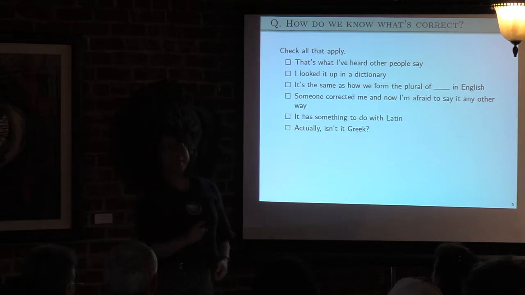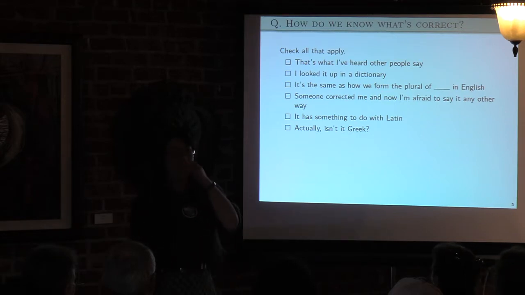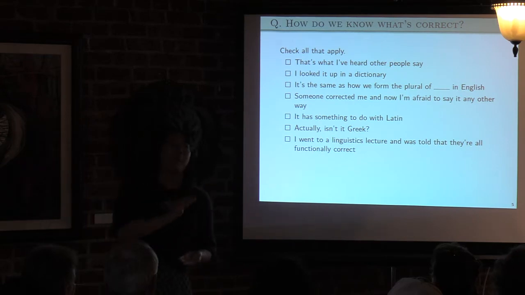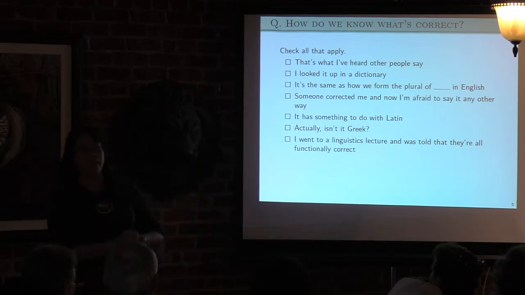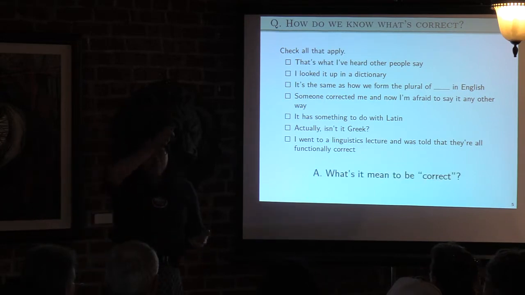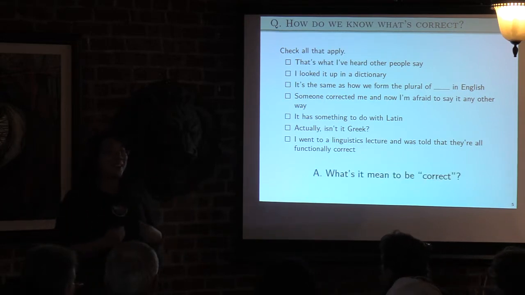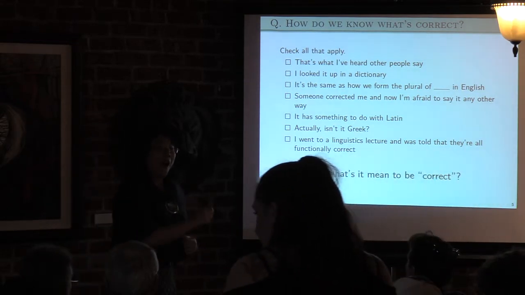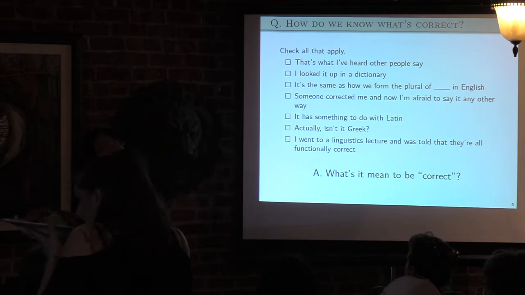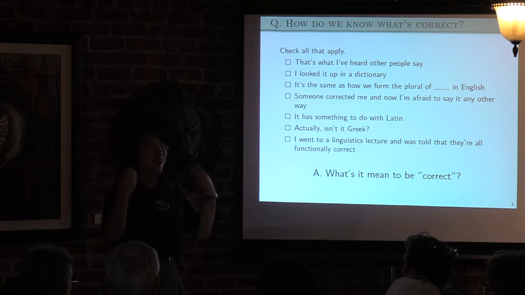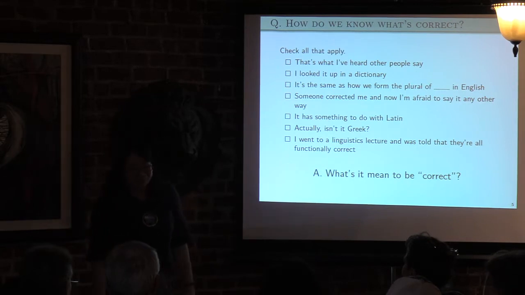And if it's Greek, shouldn't it be octopodes? And then maybe you came to a linguistics lecture where somebody might have told you that actually it doesn't really matter. And so this is the infuriating thing about being a linguist, right? Not the infuriating thing about being a linguist, but the infuriating thing about asking a linguist this question, because we'll turn around and ask you, what does it mean to be correct anyways? When you just wanted to know, is it octopi or octopodes or just octopuses?